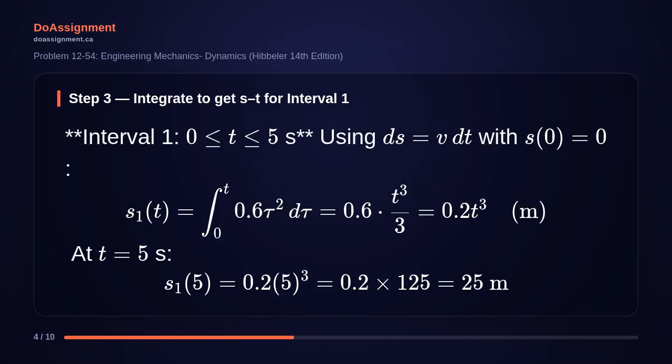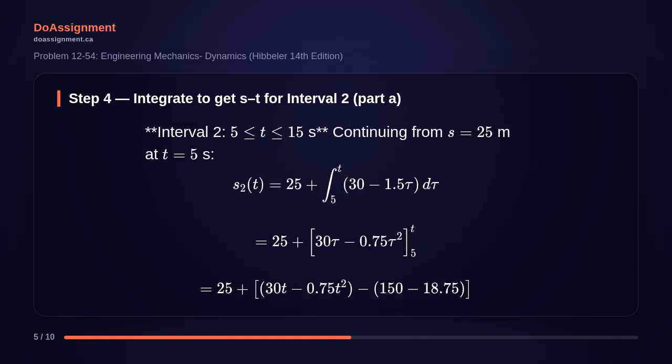To find the position function, we integrate velocity. In the first interval, integrating 0.6 t squared from 0 to t gives 0.2 t cubed. At t equals 5 seconds, the car has traveled 25 meters. This value becomes the initial condition for the next interval. For the second interval, we integrate 30 minus 1.5 tau from 5 to t, starting from s equals 25 meters.